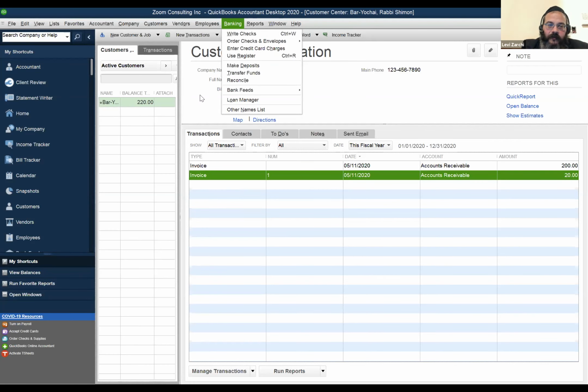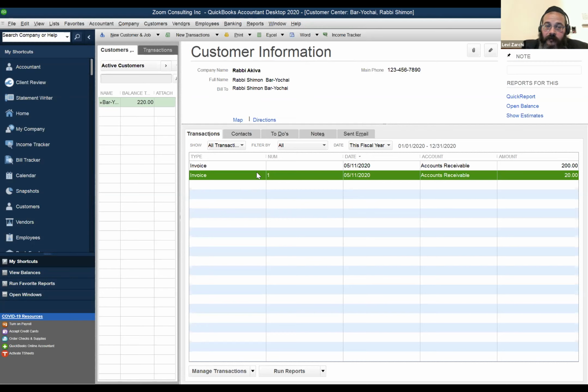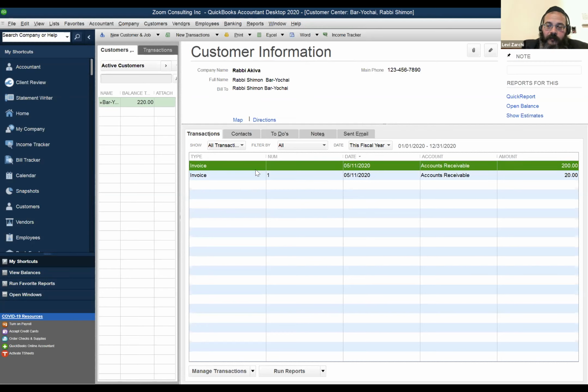First of all, we created a customer, Rabbi Shimon Bar Yochai. We made an invoice of $20. We had an opening balance carried over from a manual system entry of $200. So total sales from this one customer should be $220.